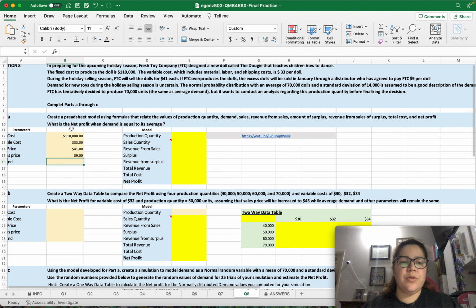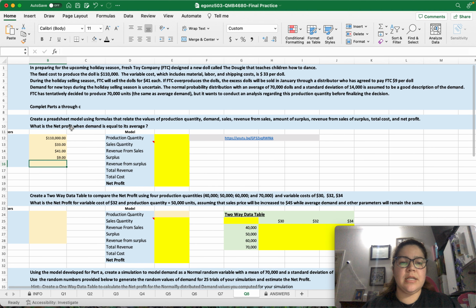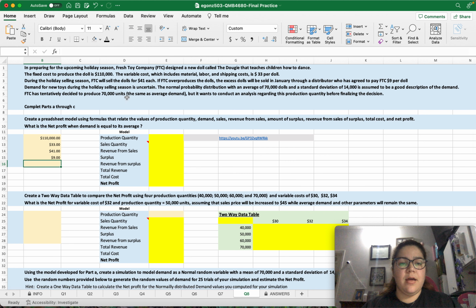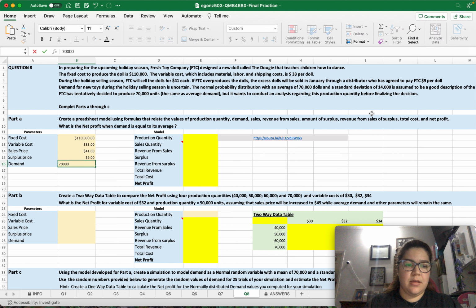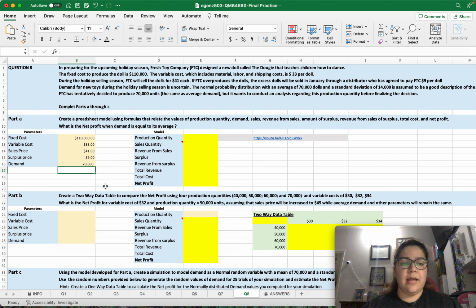Demand for the new toys during the holiday selling season is uncertain, right? That makes sense. The normal probability distribution with an average of 70,000 and a standard deviation of 14,000 is assumed to be a good description of the demand. So that is our demand. FTC has tentatively decided to produce 70,000 units.